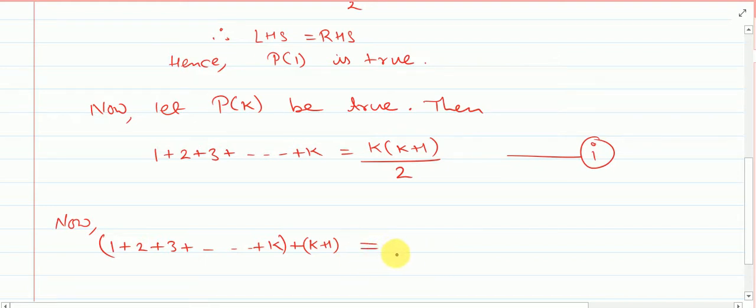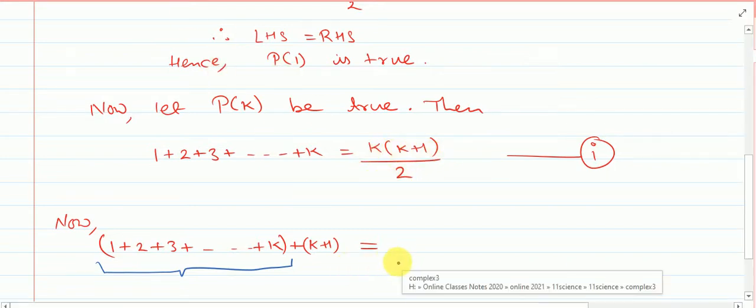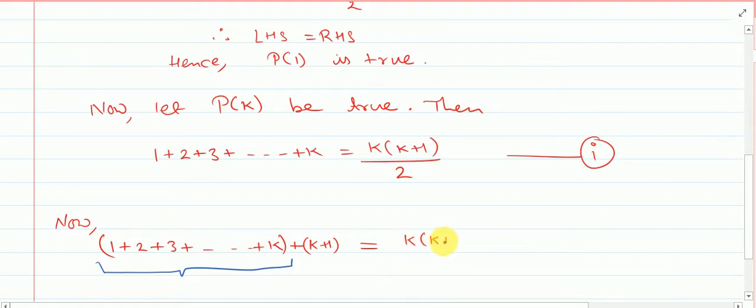Now this will be equal to, now you can see that this part on the left hand side from equation 1 is equal to k plus 1 upon 2. So you will write k, this and plus this one.